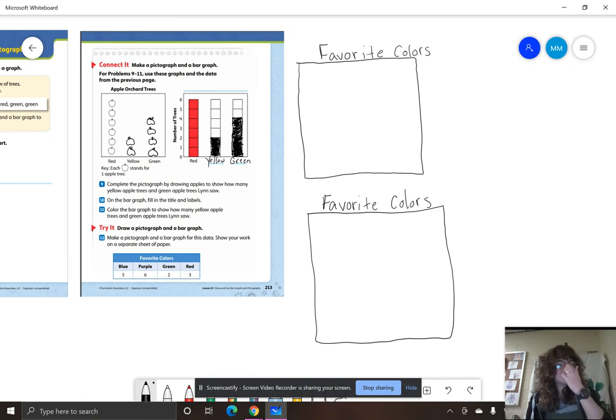The next thing we need to do is think about our labels that are going at the bottom. So what are the favorite colors that they decided on? We have blue. I'm going to write blue down here on my bar graph. Purple. Green.